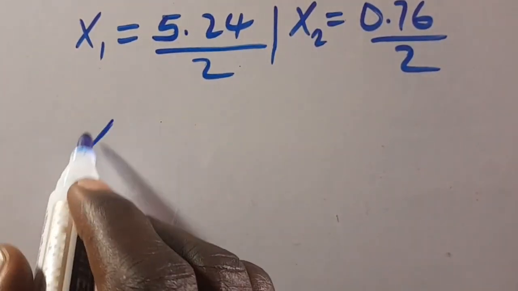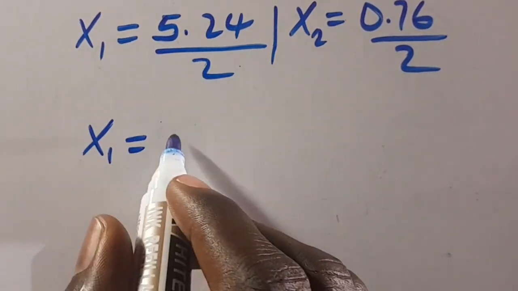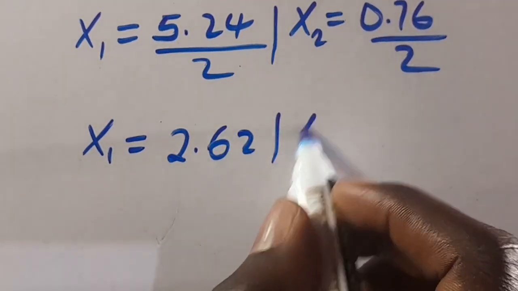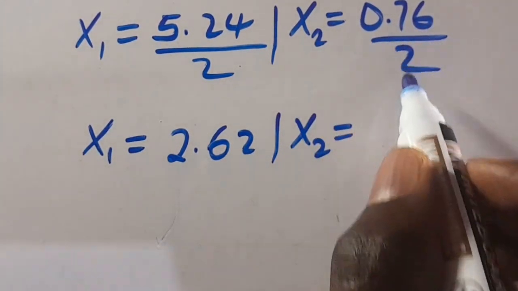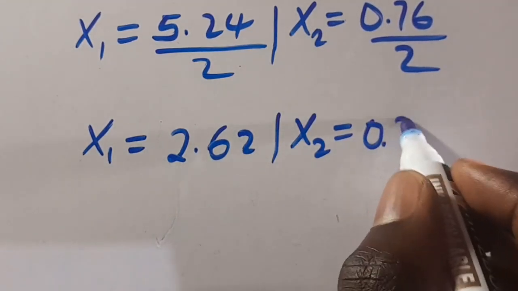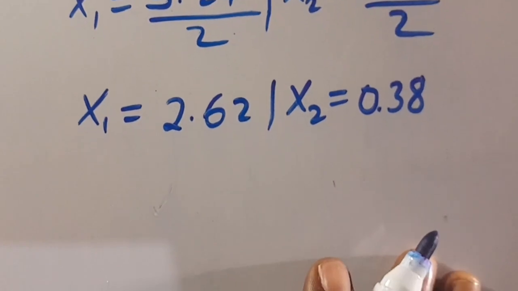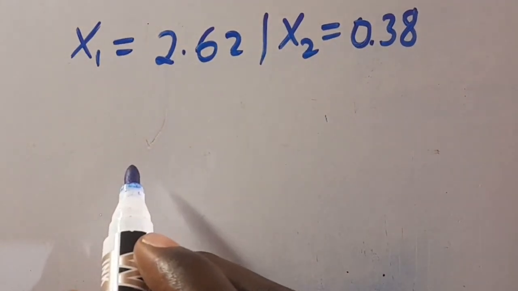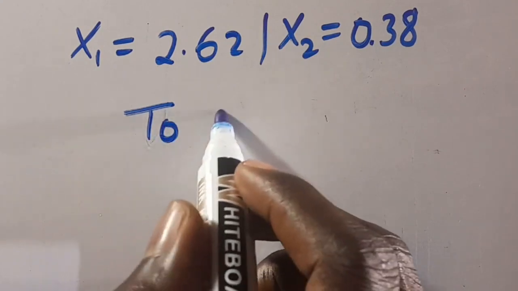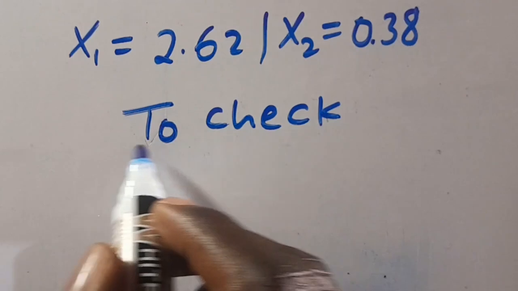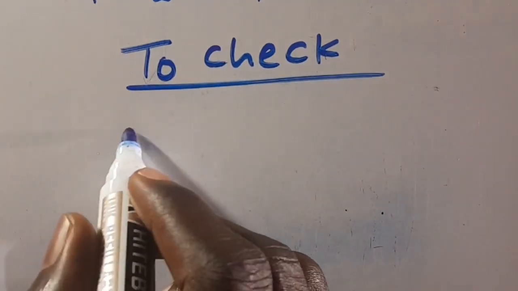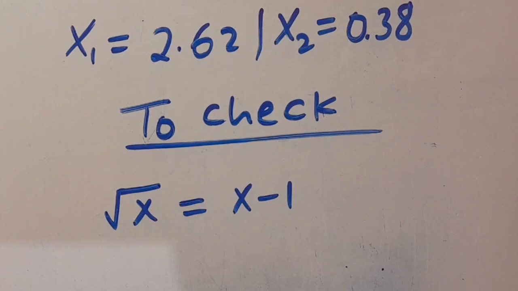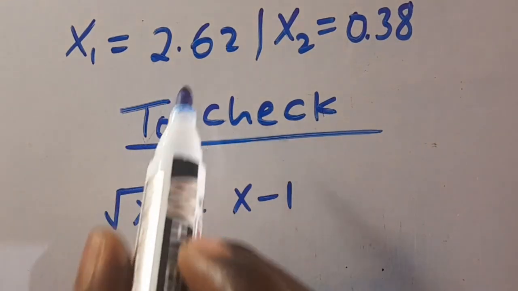And so therefore we have x1 equals this divided by this will give us 2.62, while x2 will be equals 0.76 divided by 2 will give us 0.38. So therefore from here, let us verify which one will satisfy the problem given to us, that is, let's say check. We have root x equals x minus 1. So let's test for this.